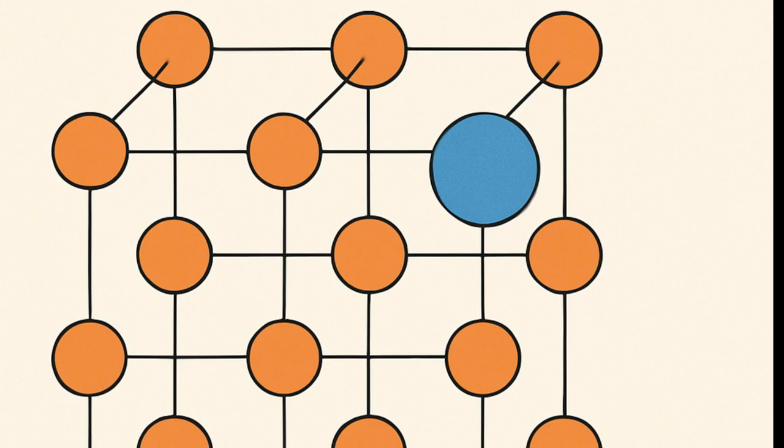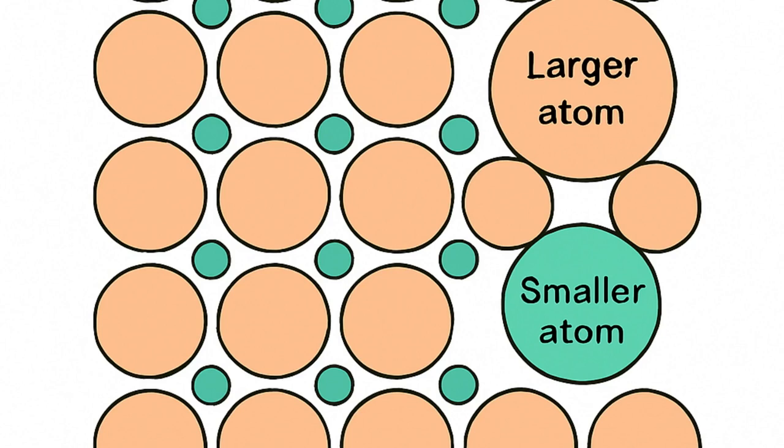On the other hand, if the solute atoms are much smaller than the solvent atoms, they can fit into the tiny spaces, or interstices, between the larger atoms in the crystal lattice. This forms an interstitial solid solution. A prime example is steel, where small carbon atoms occupy interstitial sites within the iron crystal structure. These different arrangements at the atomic level profoundly influence the alloy's properties, affecting everything from its strength to its ductility.